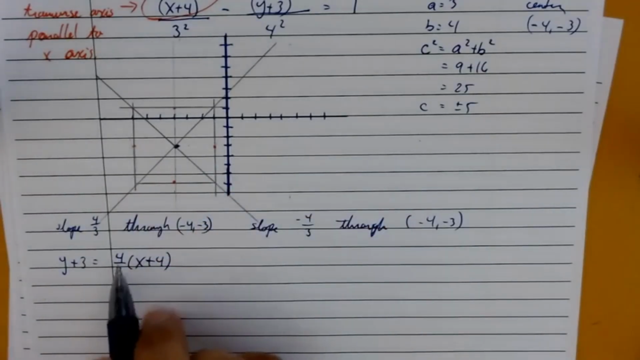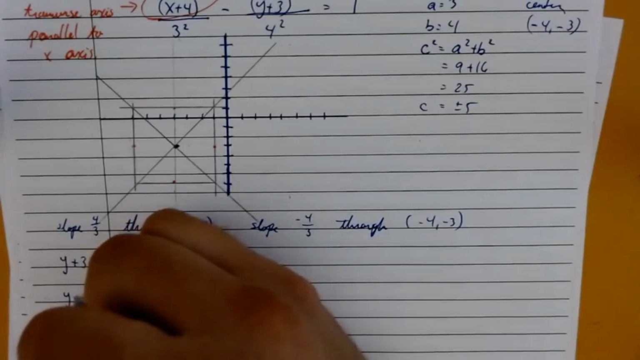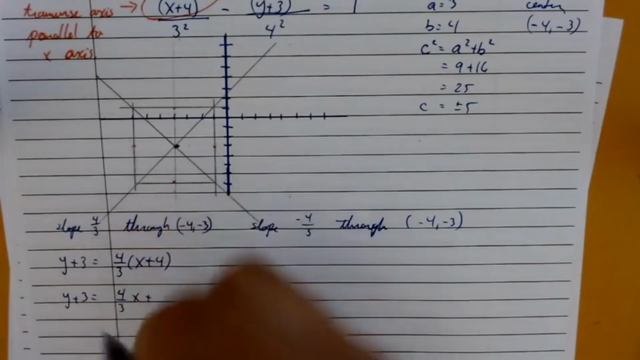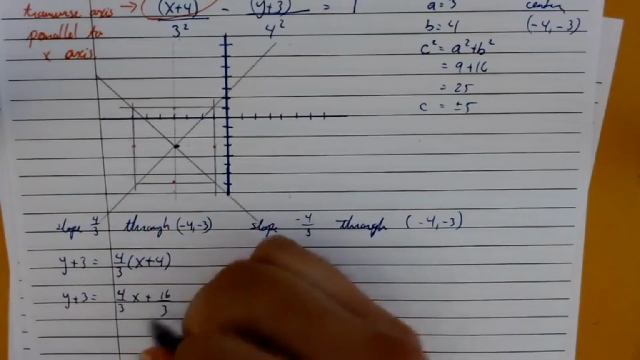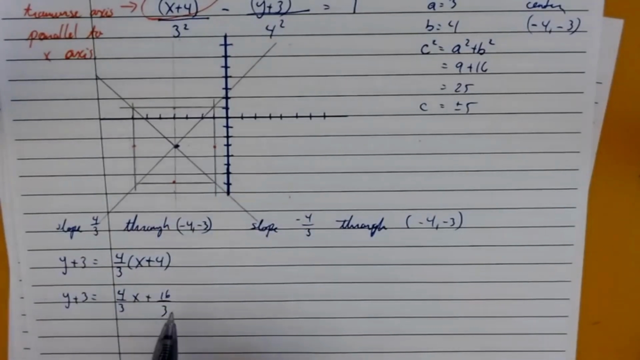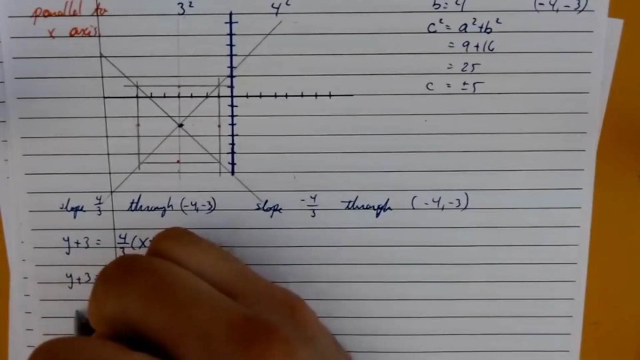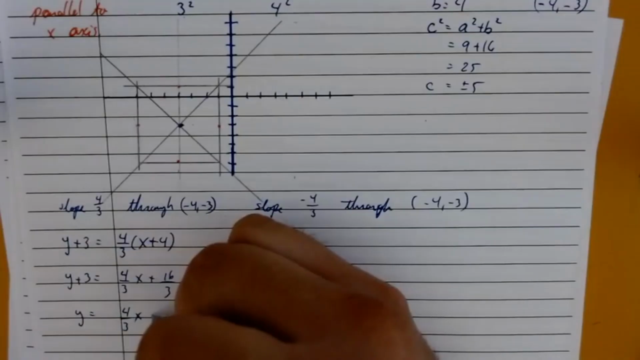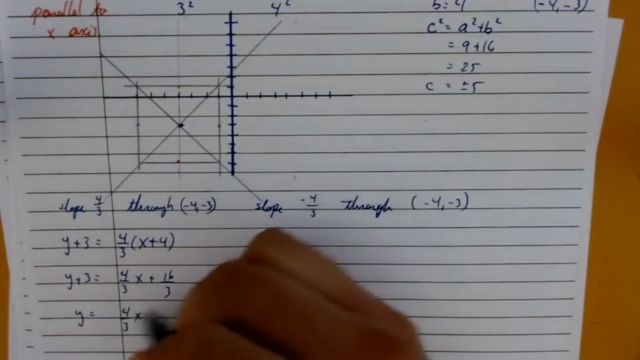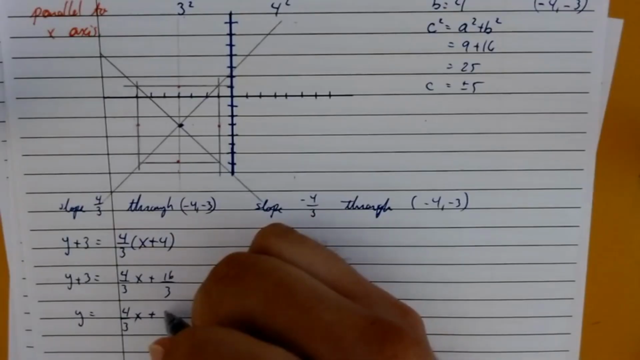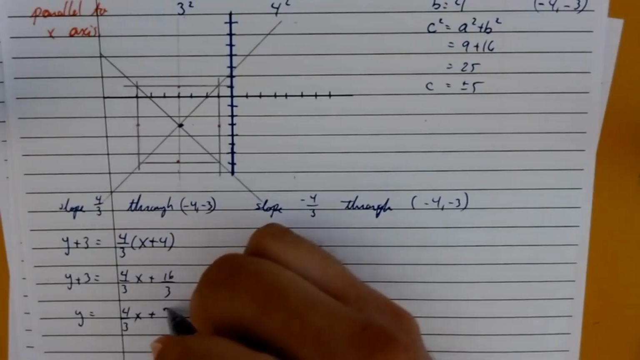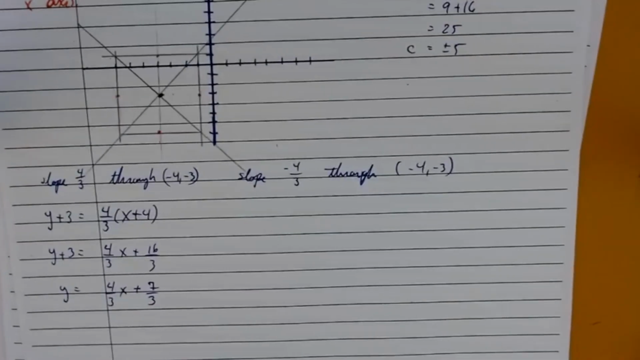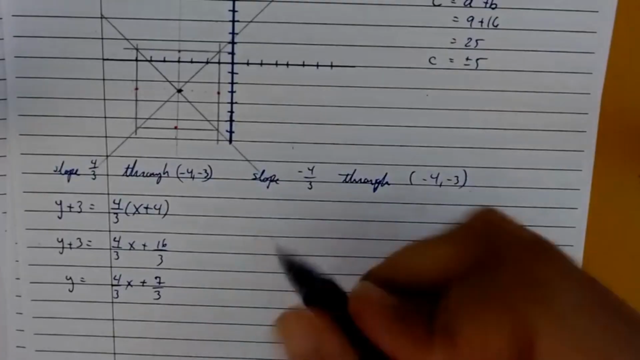You can multiply the 4/3 throughout. It'll give you y plus 3 is equal to 4/3 x plus 16/3. And then you can subtract your 3 from both sides. And that'll give you y is equal to 4/3 x. You're subtracting 3 from 16/3. That'll give you a positive 7/3. Just like that.